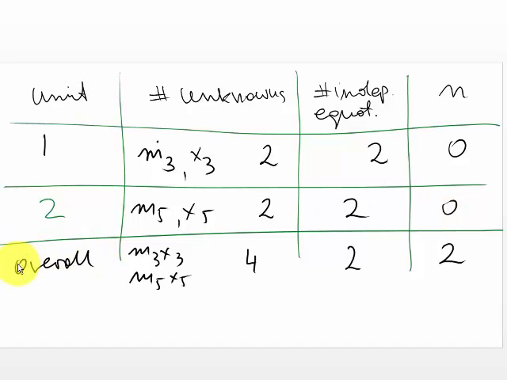When we run the analysis of N for the overall system, we find that we have four unknowns, M3, X3, M5, and X5, with two independent equations, since we have two components, toluene and cyclohexane. 4 minus 2 gives us 2. So looking at the N numbers, we can start solving the problem from column 1 or column 2. We cannot start solving the equations based on the overall mass balance since N is equal to 2.